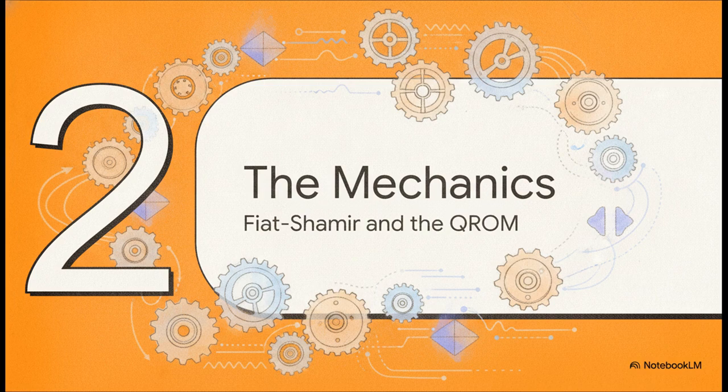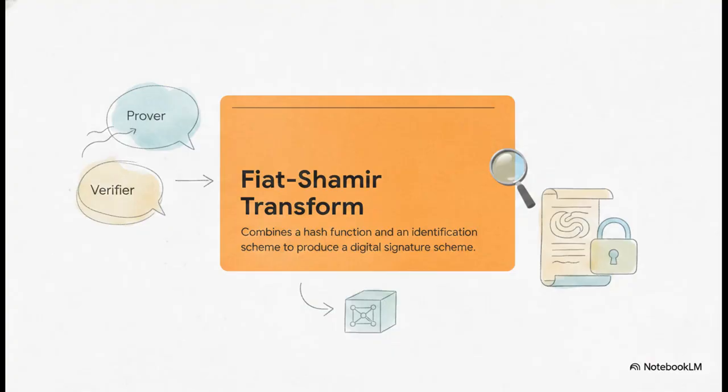Section 2. The Mechanics. Fiat Shamir and the QROM. All right, to fix the machine, we need to know exactly how its gears turn, right? The Fiat Shamir transform is literally the foundational bedrock here. Developed way back in the 1980s, it's essentially this really neat cryptographic trick for translating a back-and-forth authentication protocol into just a single, verifiable digital signature. It takes an interactive conversation where a prover proves who they are to a verifier and flattens it into a non-interactive mathematical stamp of approval using a hash function.